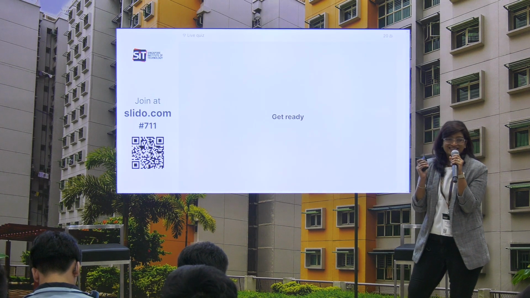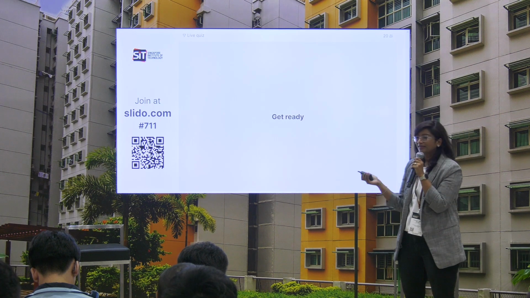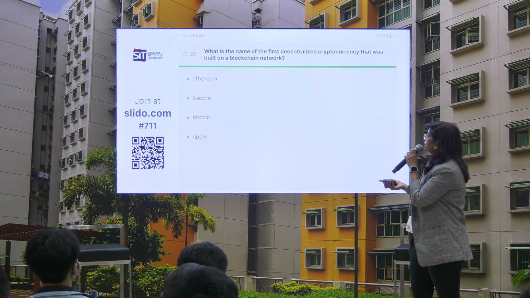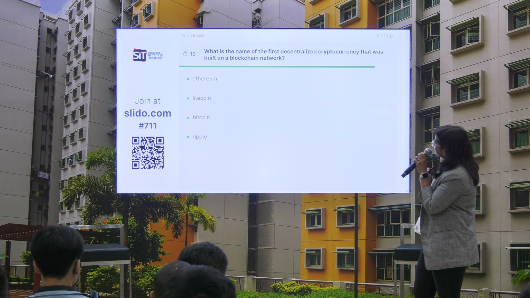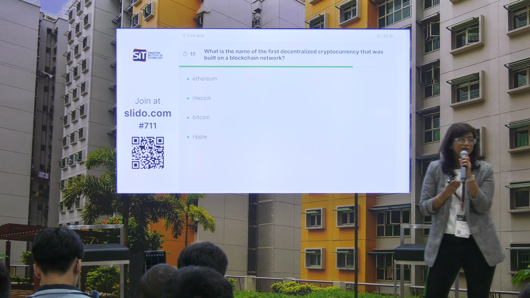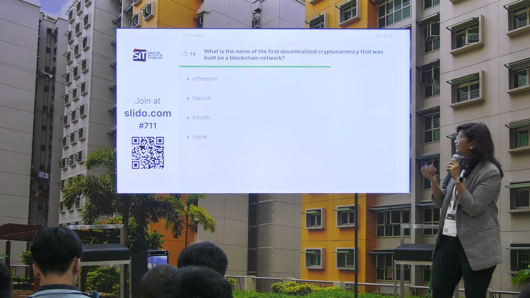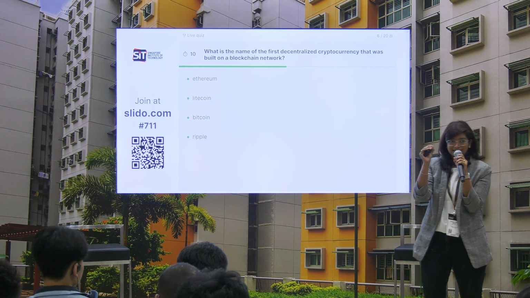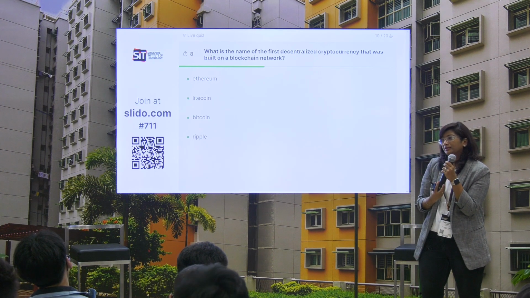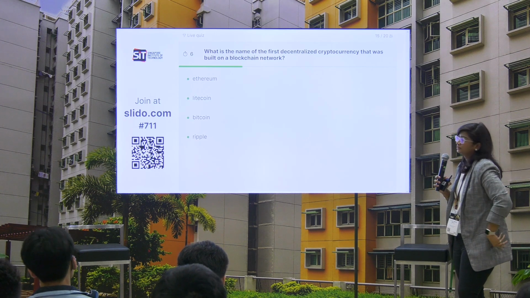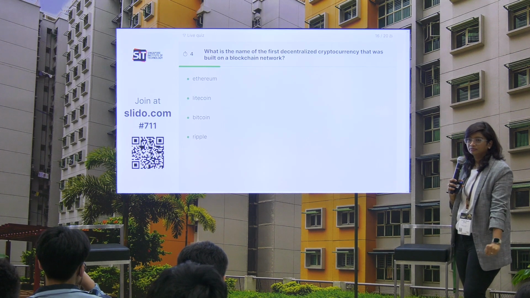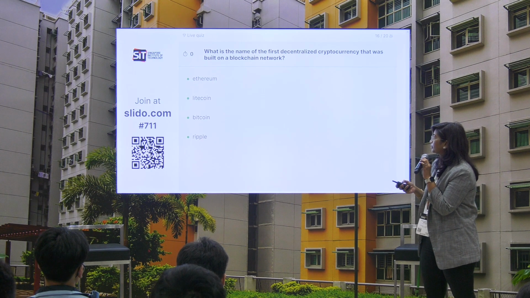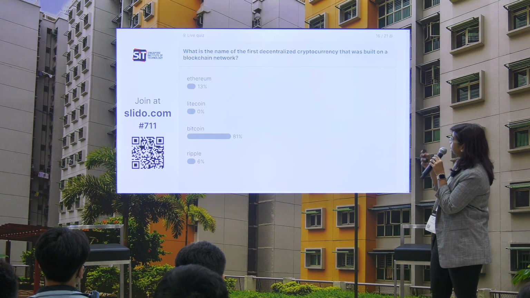Some more questions for the participants, okay? What is the name of the first decentralized cryptocurrency that was built on the blockchain network? This should be pretty straightforward. The first cryptocurrency ever. We have about 16 responses.